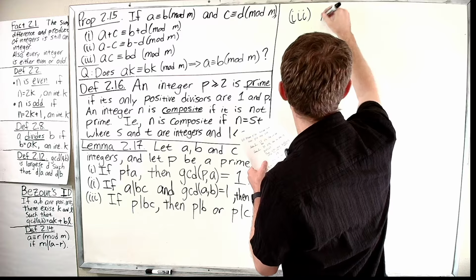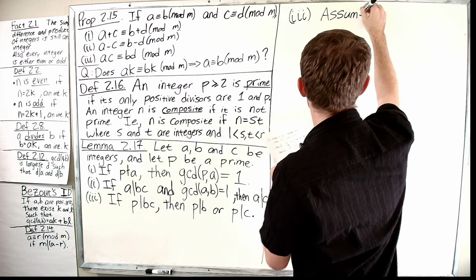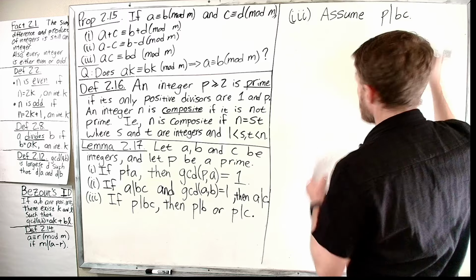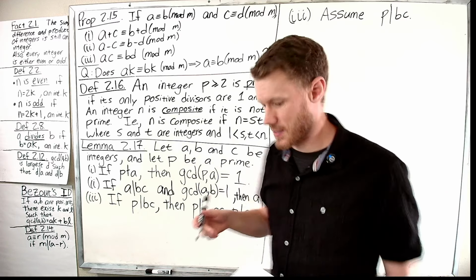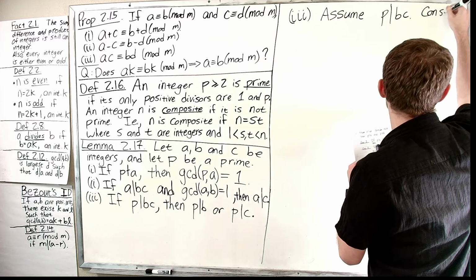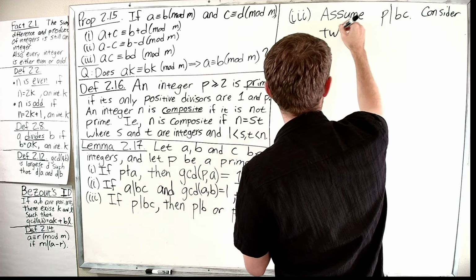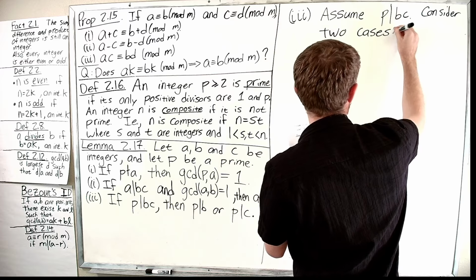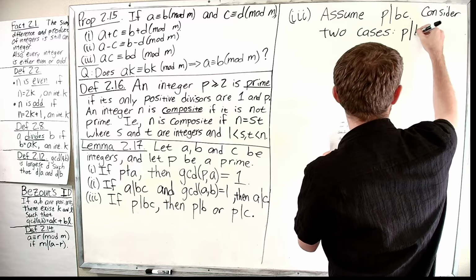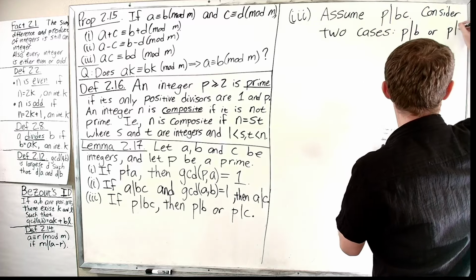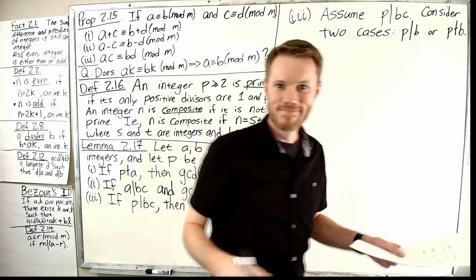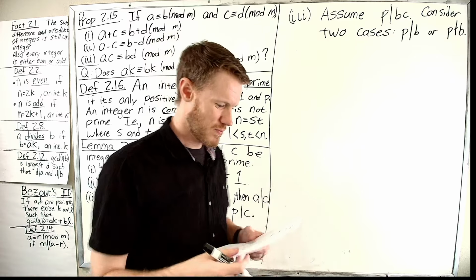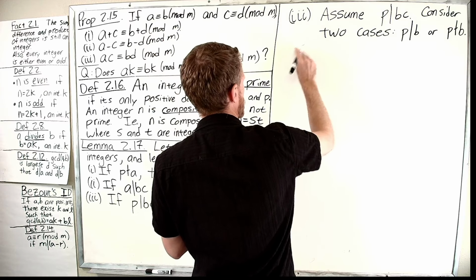Okay, so let's assume that P divides B times C. And the way we're actually going to do this is in two cases. Consider two cases. The cases are P divides B or P does not divide B. Those are the only two options, right? Either P does or P doesn't divide B. So when you phrase it like this, that does cover all the possibilities.